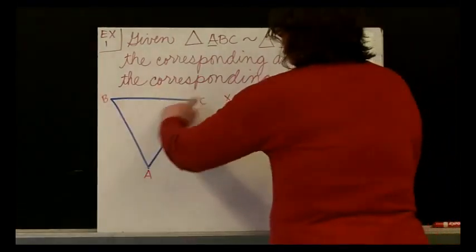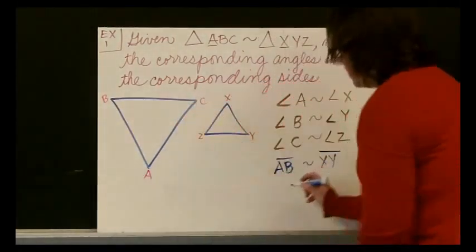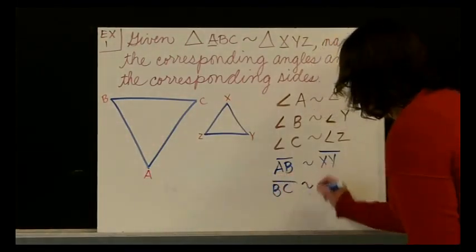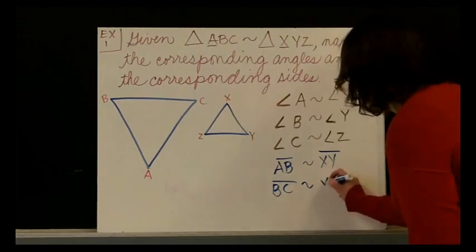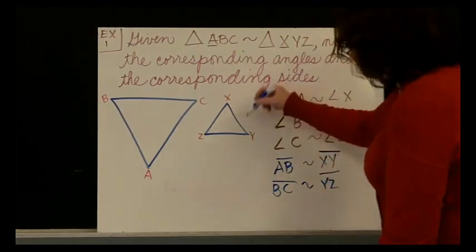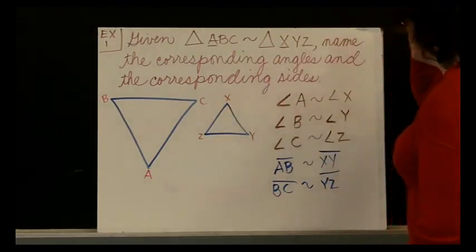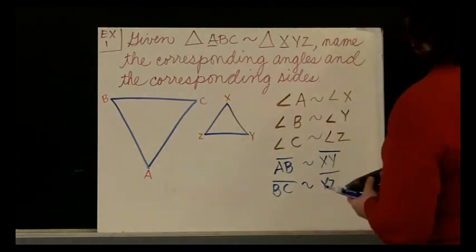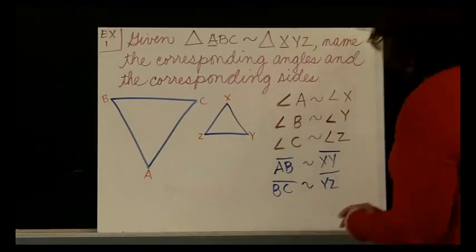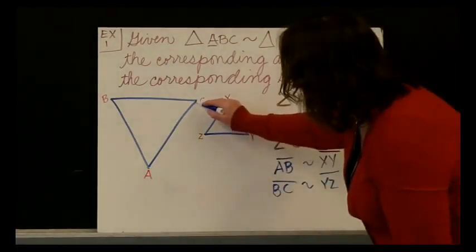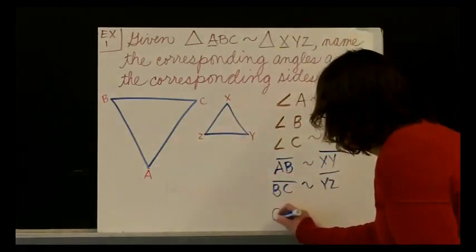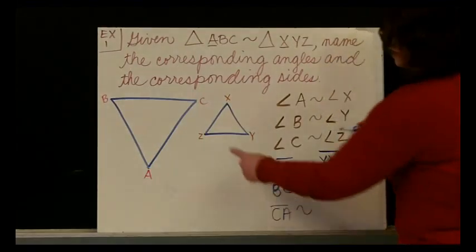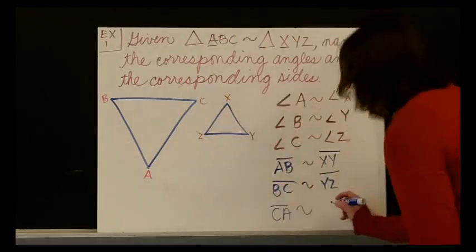And then we'll just go clockwise. Side BC is similar to side YZ. And then our last side is side CA. And that is similar to side ZX.